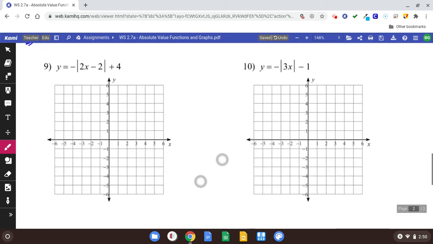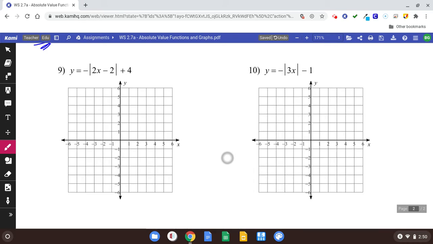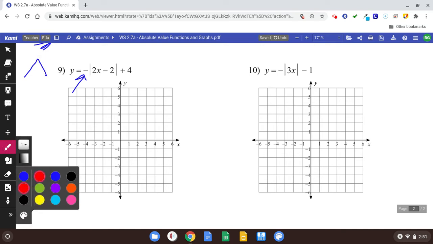Now, number 9's the hardest one so far. You can automatically tell it's going to be harder because whatever's inside the bars just looks more complicated. But we're going to attack it pretty much the same way. I see this negative, and this negative still means a flip. But that 2 in the front of the x is going to do something special. So anyway, it's a little bit harder to do this one in your head. We want to think about what makes that equal 0.